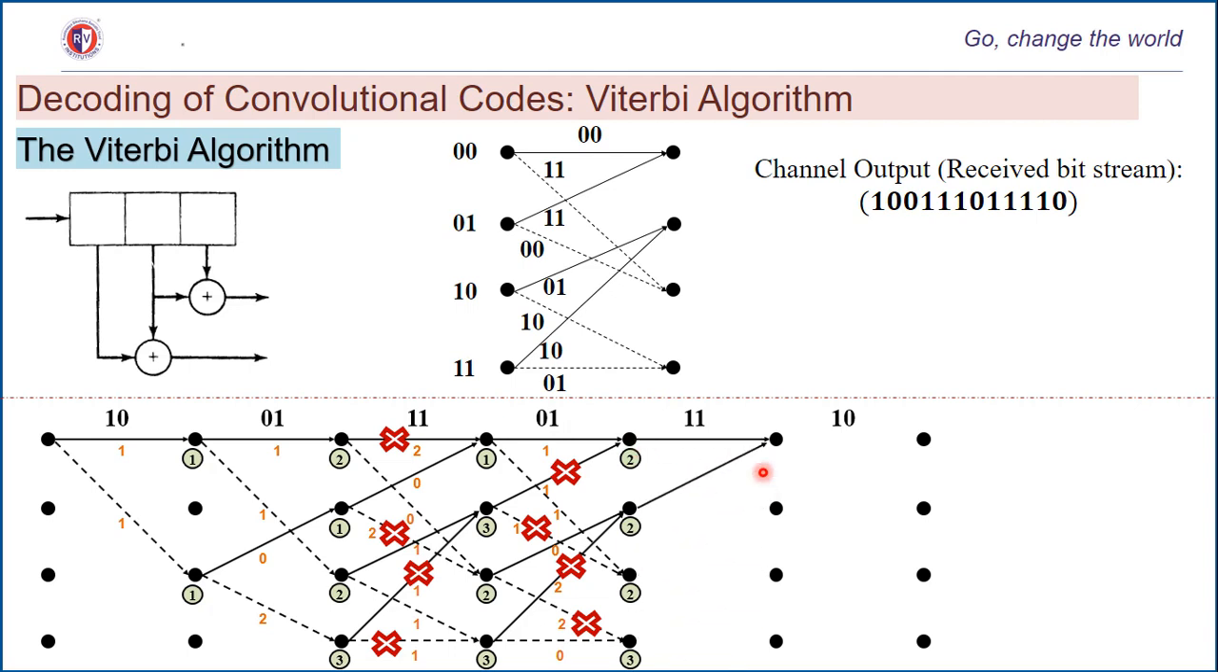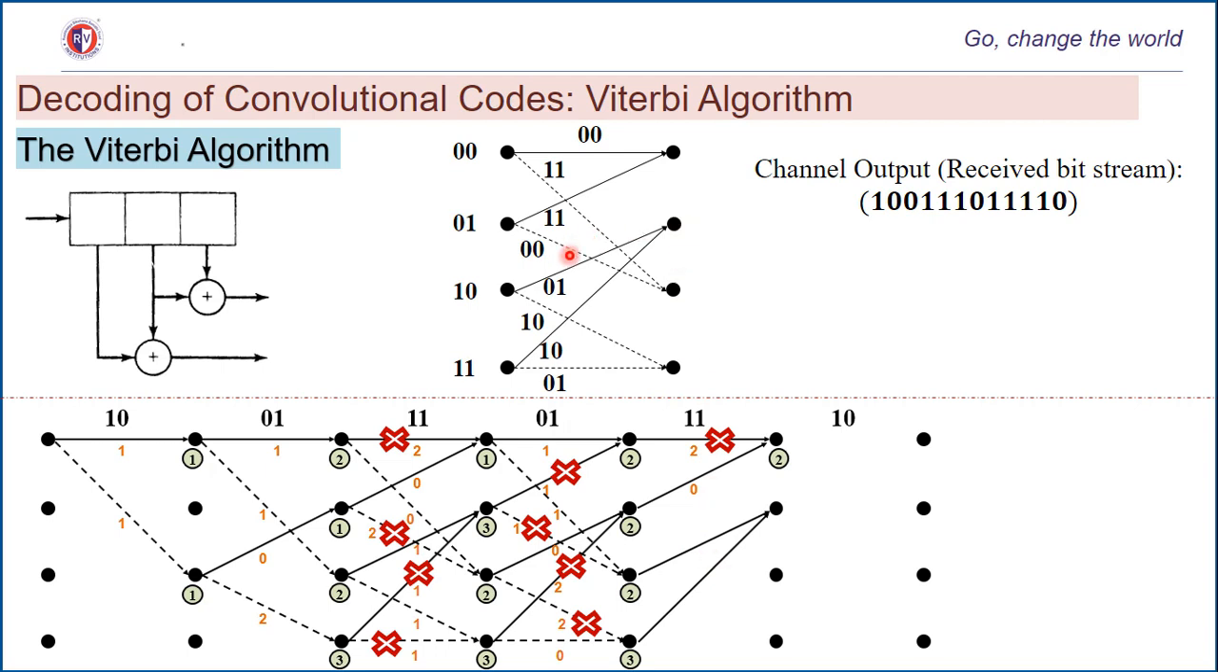For the up node, the A node or the A state, we'll have two incoming branches like this. Again, comparing with actual outputs, comparing with 0, 0 and 1, 1, this will have 2 as its path metric, and this will have 0 as its path metric. And accumulating, adding with the previous path metric, this will be 4 and this will be 2, and hence the top branch can be eliminated, and we update the path metric for the state A node, which is 2 plus 0, being 2.